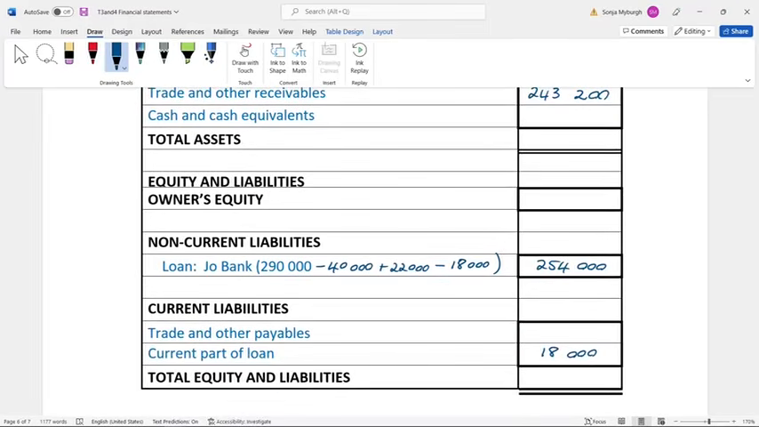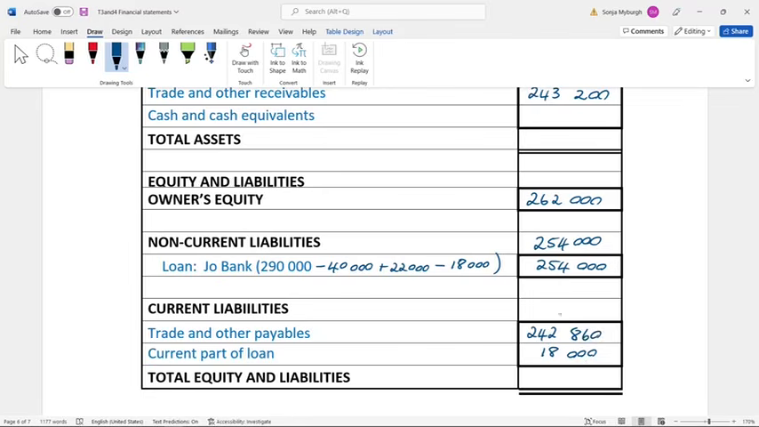Owner's equity, we've done that one. We've done the note. So we can just fill in the amount. We've got the non-current liability, which is only the loan. And we've done trade and other payables. So we can just write in the total. So the bottom part can be completed.